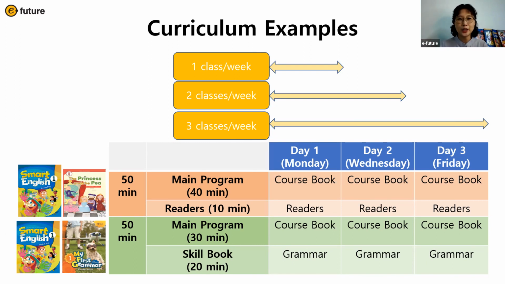If you are teaching 3 classes per week, you can do the main program for 40 minutes for 3 classes and then do 10 minutes of reading for the 3 classes. So these are just examples because your teaching situation is all different, and your students' levels are different. So you have to be flexible and adaptable. And as I said before, if you need help with your curriculum design, we can also help you.